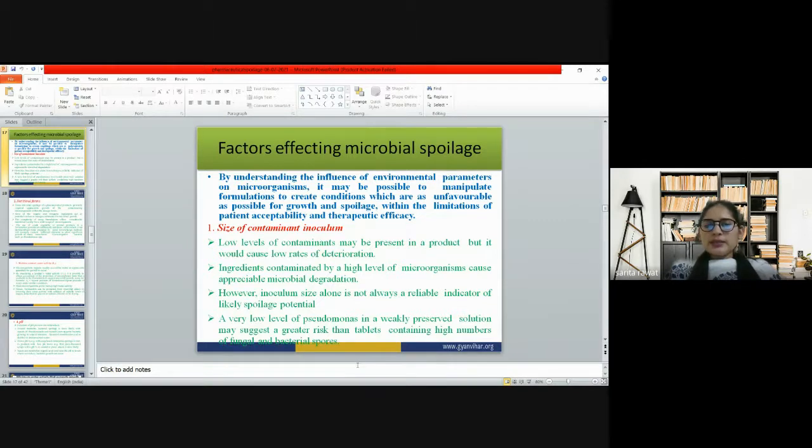Ingredients contaminated by a high level of microorganisms cause appreciable microbial degradation. However, inoculum size alone is not always a reliable indicator of likely spoilage potential. A very low level of Pseudomonas in a weakly preserved solution may suggest a greater risk than a tablet containing a high number of fungal and bacterial spores.